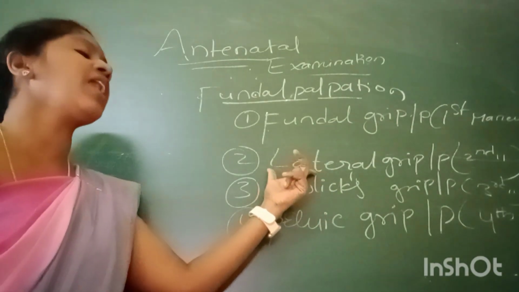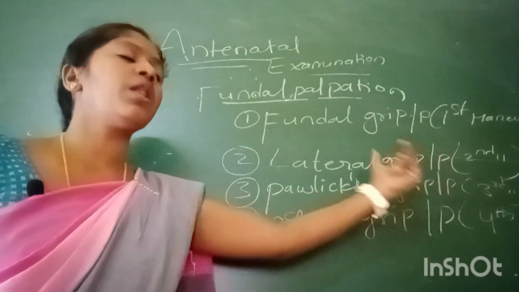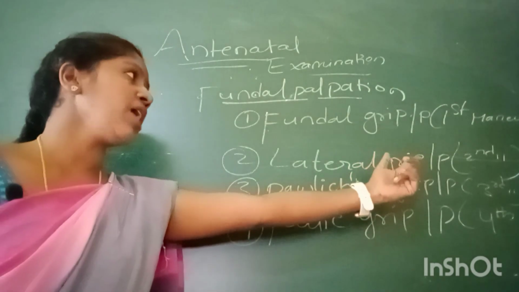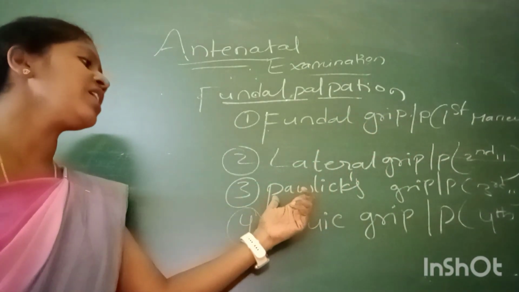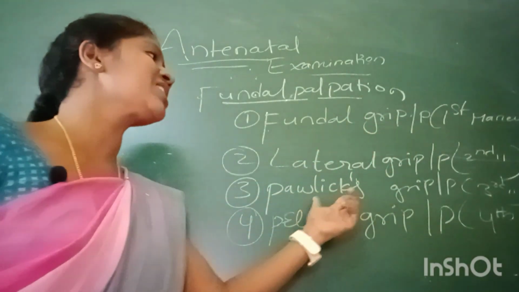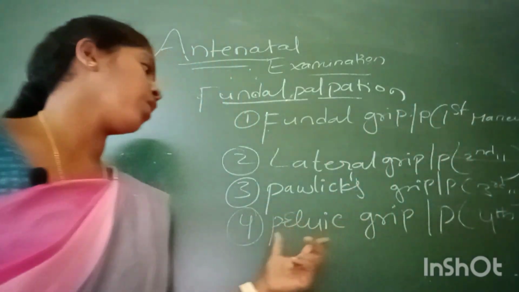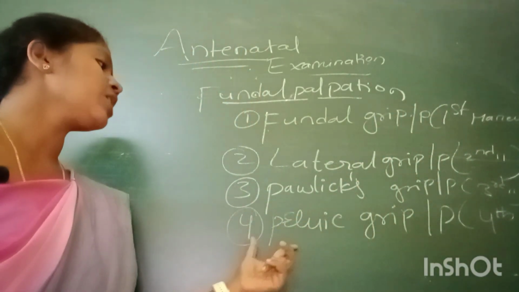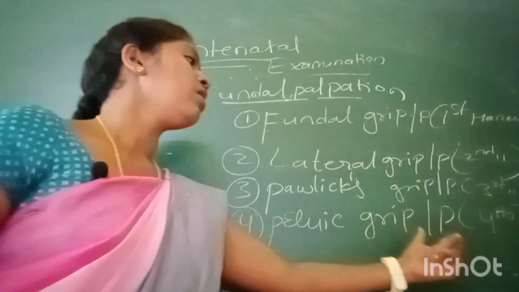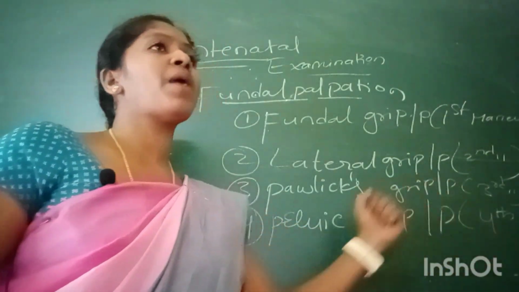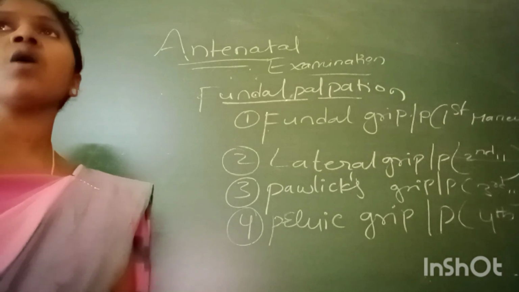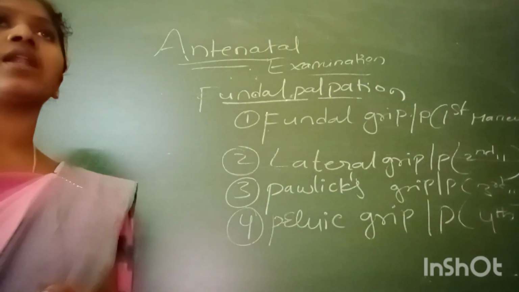Next one is lateral grip or lateral palpation or second manual. And the third one is Paulick's grip or Paulick's palpation or third manual. The fourth one is pelvic grip or palpation or fourth manual. Let us now discuss one by one in detail.